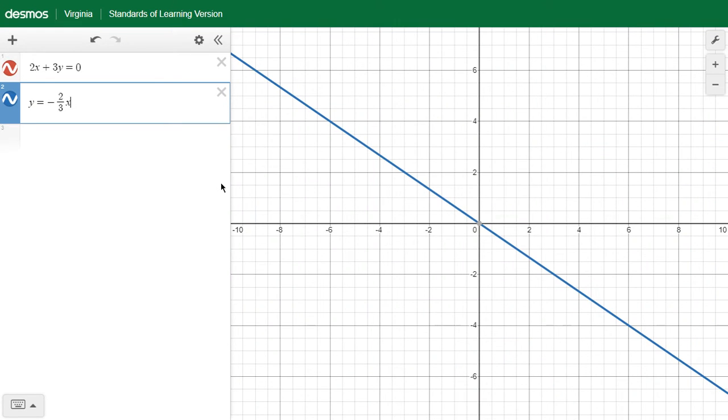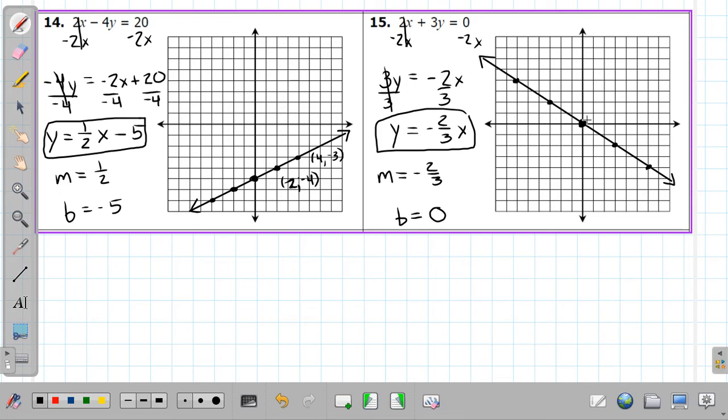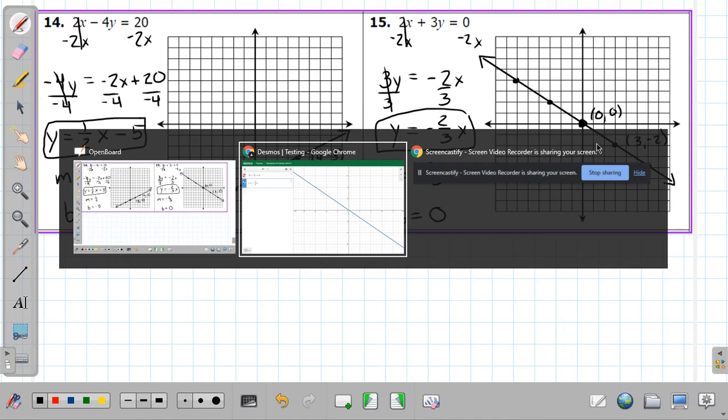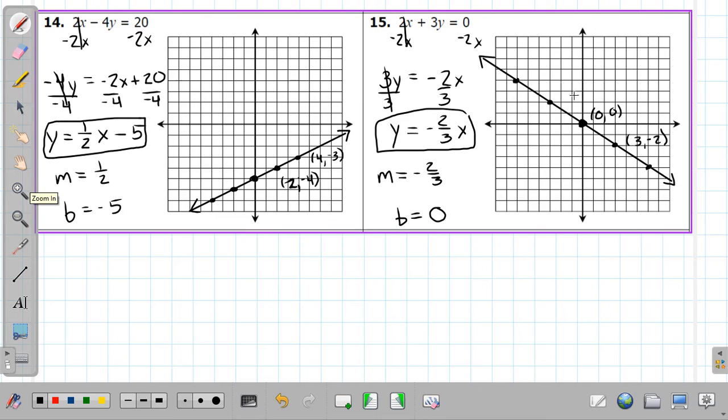Okay, but as always, you can pick some points. So we have the point 0, 0 there. Well, we obviously have the point 0, 0 here. Well, pick another point. Let's do 3, negative 2. Was the point 3, negative 2 on our graph? Well, 3 is right here. Negative 2 is right here. So that's the point right there. 3, negative 2. Now that both of those points are on there, that means our graph is correct.